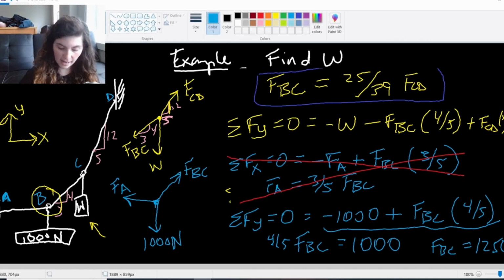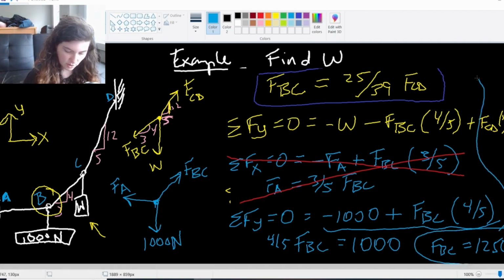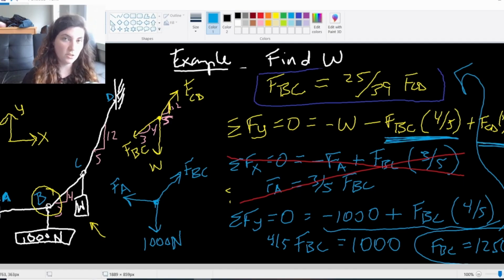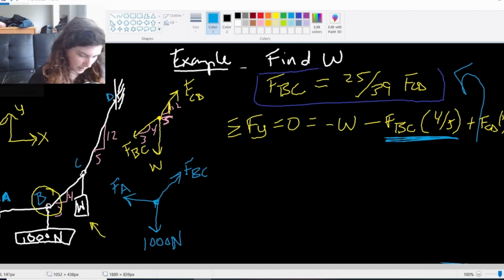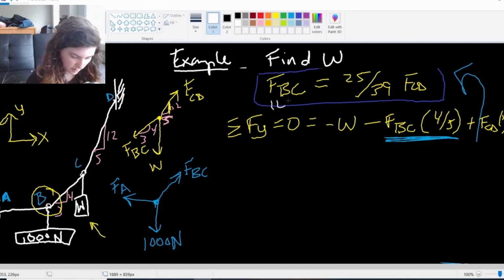So now that I have that, I have enough of a chunk that I can plug this guy into this equation up here, solve for FCD, and then plug both of those into this equation here and this equation here and find what W is. So let's go ahead and follow through. Let's remember this FBC is 1250. I'm going to put that right here. It's 1250.